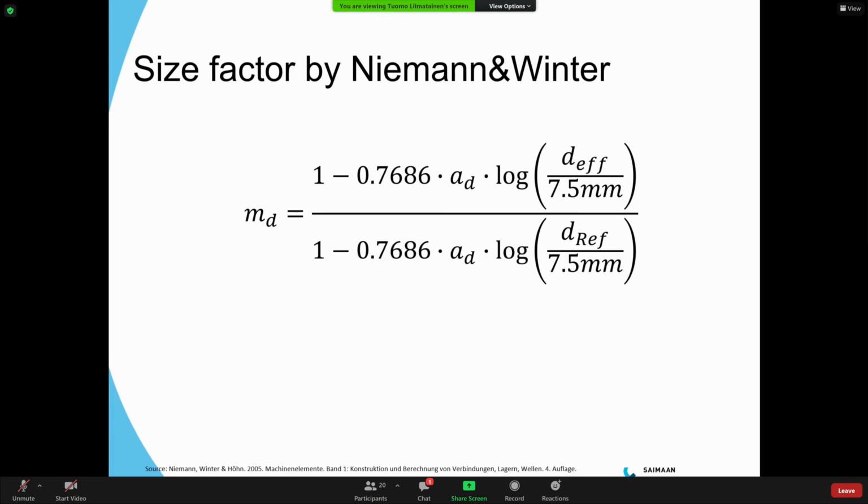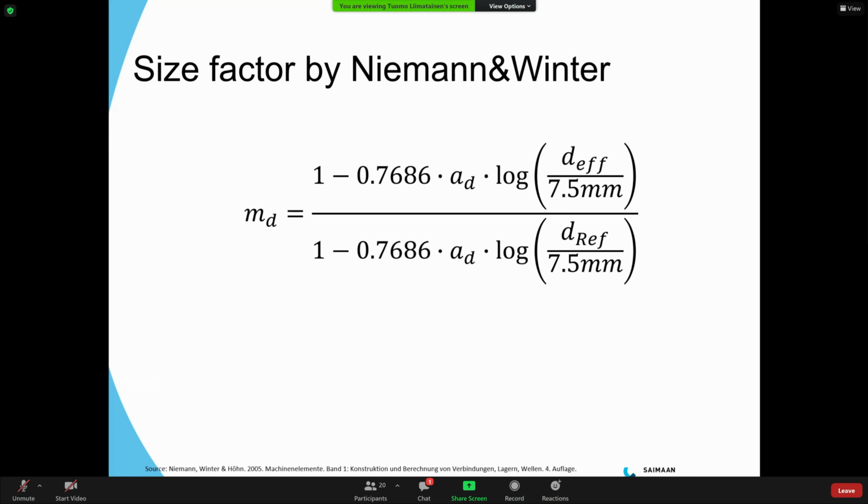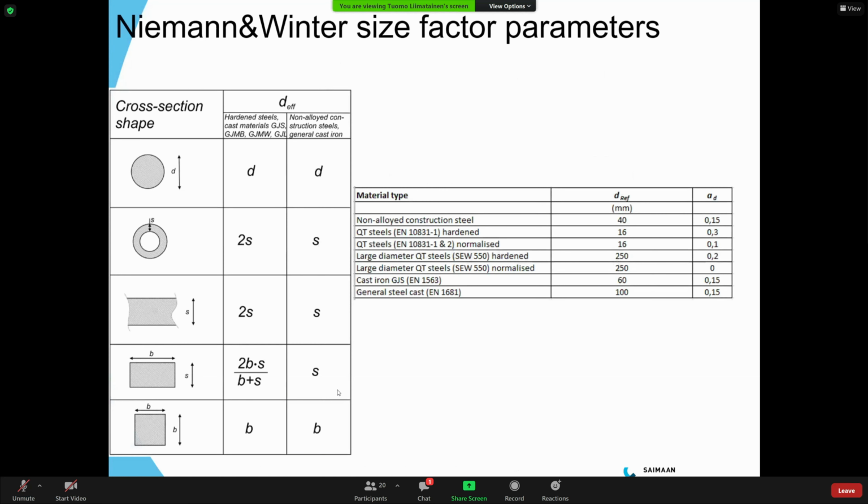One more that I'm showing here is a size factor equation, which is proposed by Niemann und Winter's Maschinenelemente, which is an excellent book. If you know how to read German, I can recommend that to you. And here you can find an equation for how to calculate the size factor. There are some factors AD and DF and DREF, which you will find when you check these tables on the next page. So it depends on the material and it depends on the shape of the component. This is a more detailed and maybe more academic way of approaching the size factor. And I would advise you to use this when you are doing the project work.